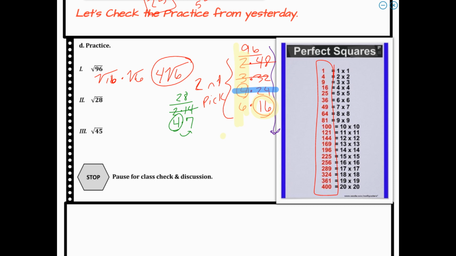Okay, 4 is a perfect square. So that's my biggest one. Even though it's on my second pick side, it's my only one. So that's the one I'm going to use. So the square root of 4 times the square root of 7. Well, the square root of 4 simplifies. So that's 2 square roots of 7 for my answer for that problem.